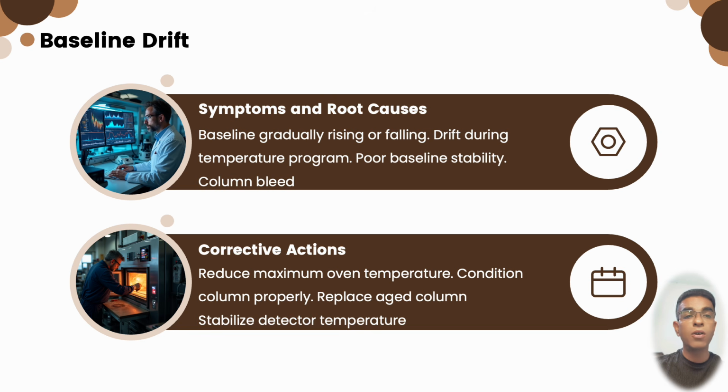The most common cause of baseline drift is column bleed at high temperatures. As columns age, they release stationary phase fragments that appear as a drifting baseline. Excessively high oven temperature accelerates this problem. Reducing maximum oven temperature and proper column conditioning may temporarily help. However, if the drift still continues, column replacement is usually a requirement.